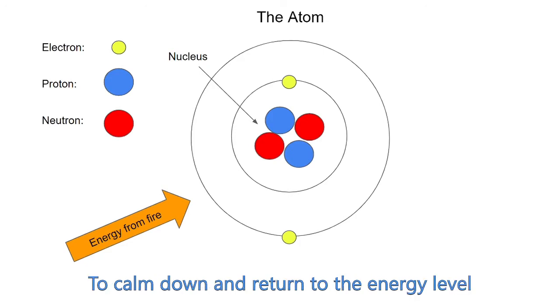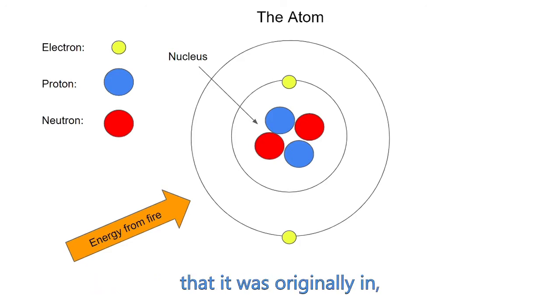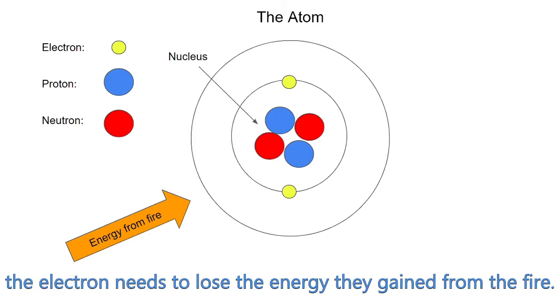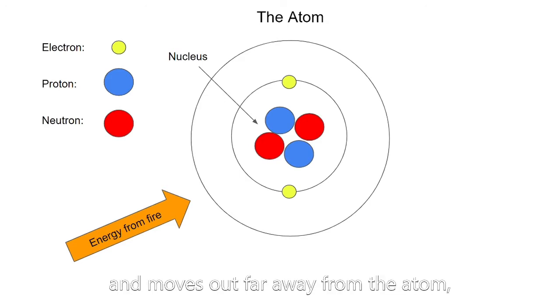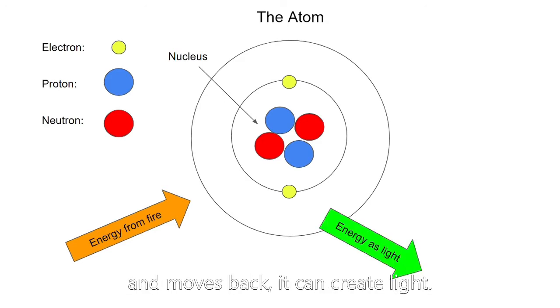To calm down and return to the energy level that it was originally in, the electron needs to lose the energy they gained from the fire. So, when an electron gets excited and moves far away from the atom and moves back, it can create light.